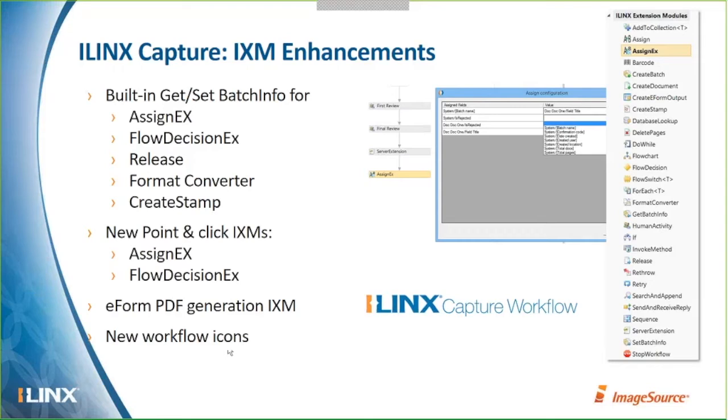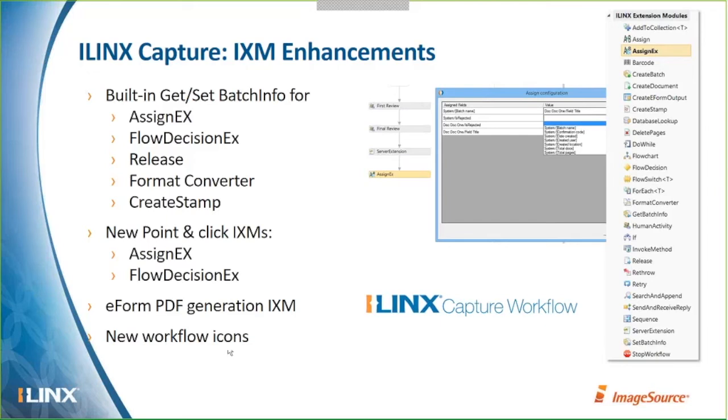So you can put an assign, a flow decision, a release, a format converter, or a create stamp on your workflows, and you don't have to add the get and set batch info unless you need to control that yourself. We've also added a couple of point-and-click IXMs. I'll go into a little more detail, but assigning values to and from batch and document fields you can now do point and click. You see a little screenshot of that up there on the right. And flow decisions, the ability to define rules to route one way or the other, we now have a point and click. I'll show you some screenshots here in just a second.